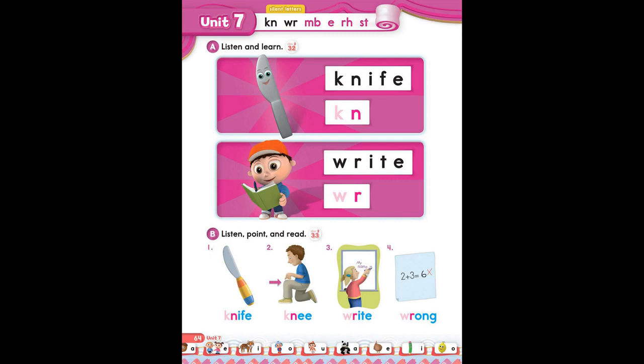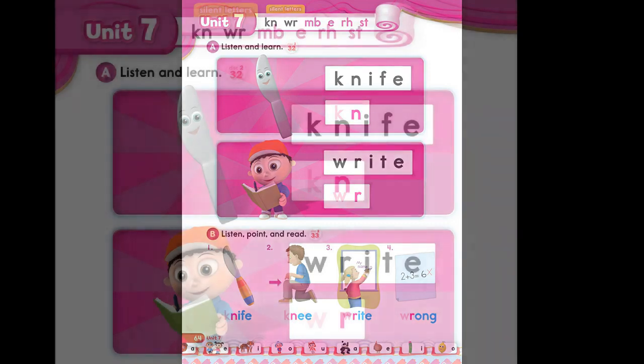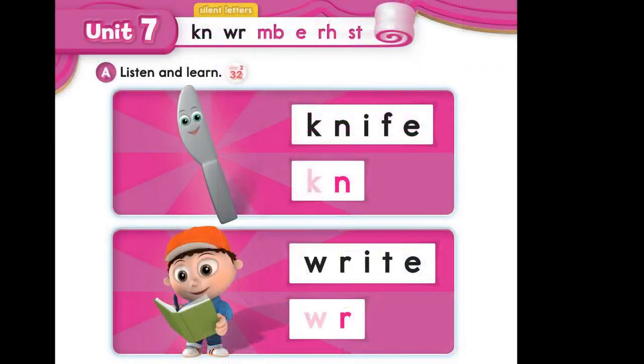Page 64. Unit 7. Silent letters: K, N, W, R. A. Listen and learn. This is a knife. What's the beginning sound in knife? N. That's right. N. Knife. Can you hear the k sound in knife? No. That's right. The k is silent. Knife.